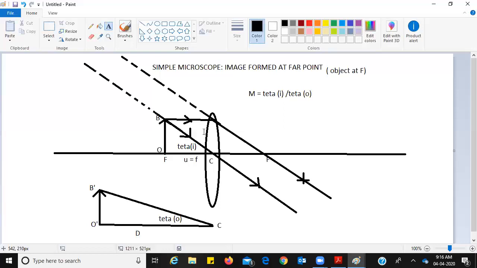Just try, no issues, it's fine. The object and image is for the human eye, right? Yes, sir. So the angle should be subtended at the object.